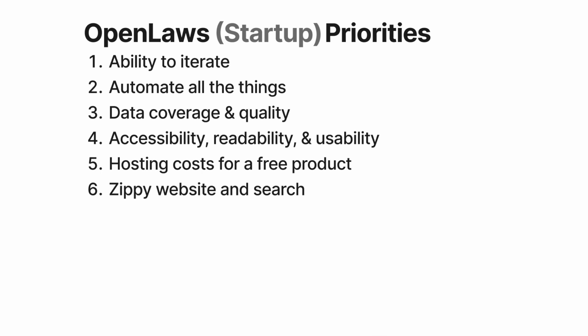We also need to automate things so that we can operate more efficiently than the large companies that we compete against. Our data needs to be top-notch. The quality of the data has to be better than anything else that's out there. And as I said at the beginning, accessibility, readability, and the usability of the data is really the main challenge here. And so we're putting a lot of effort into that.